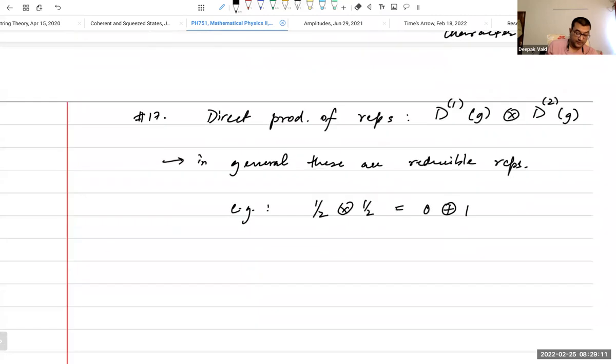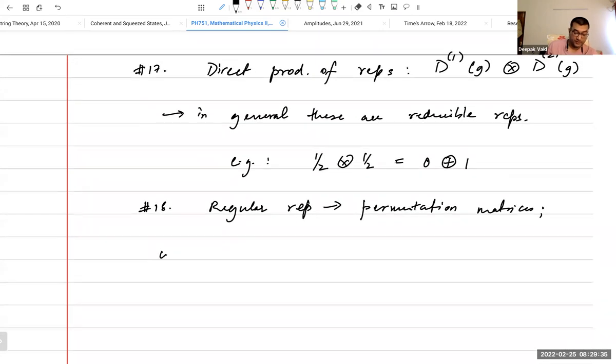And then finally, we had the concept of a regular representation, which basically gives you these permutation matrices, and more importantly, the regular representation contains all the irreducible representations.